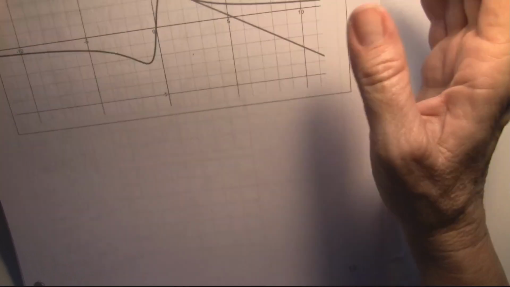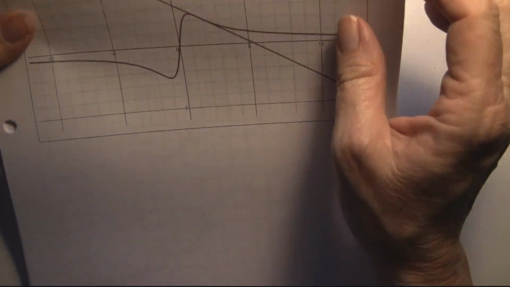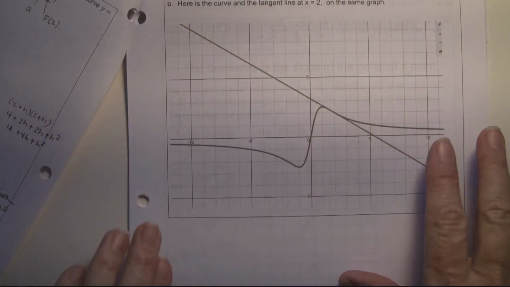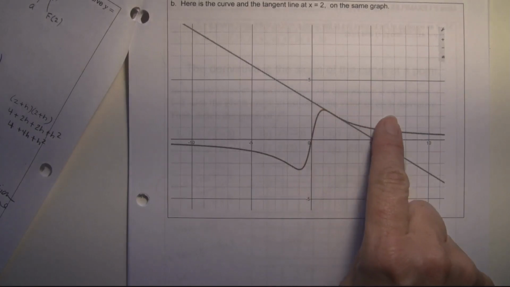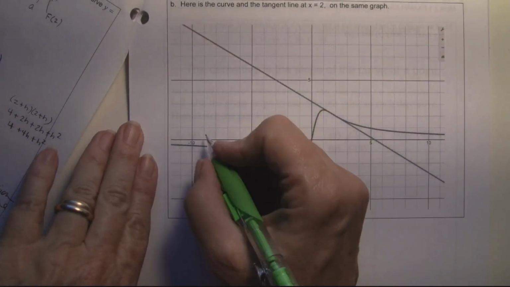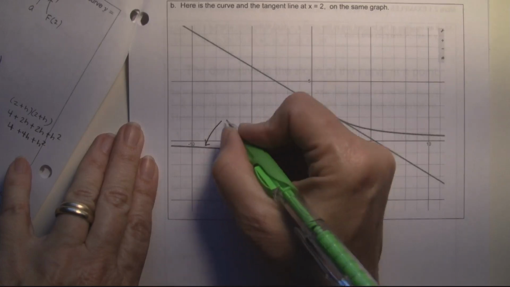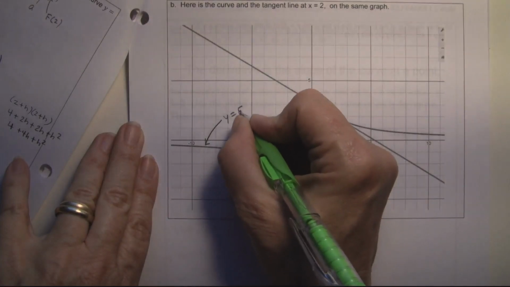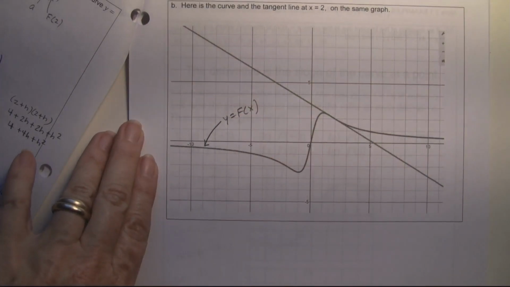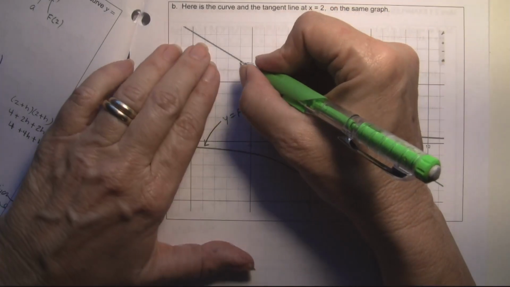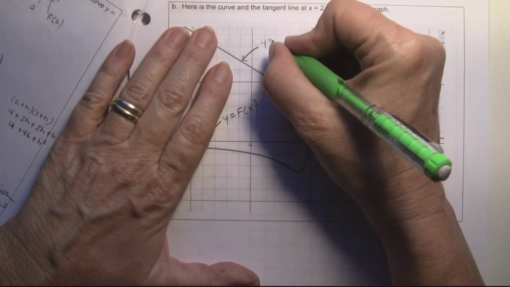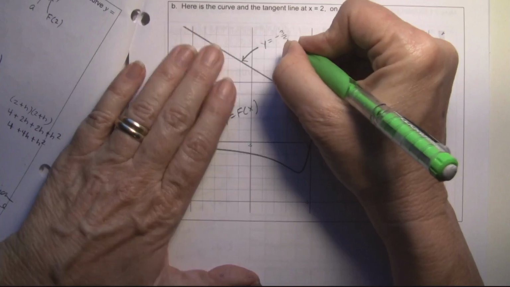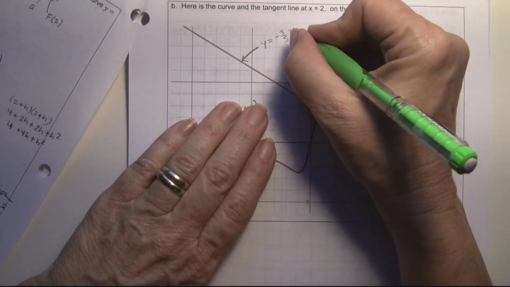Here is the curve and the tangent line graphed together. Here was the curve, so this was the curve f of x. That curve right there is y equals f of x. And then here's our tangent line that we found right here, y equals negative 3/5 x plus 16/5.